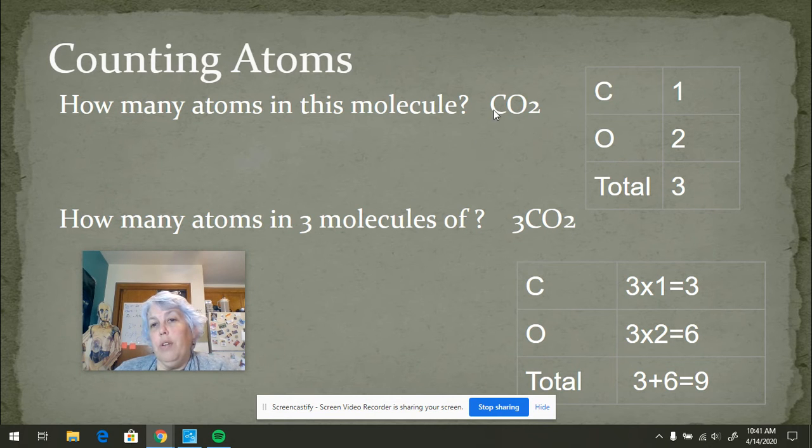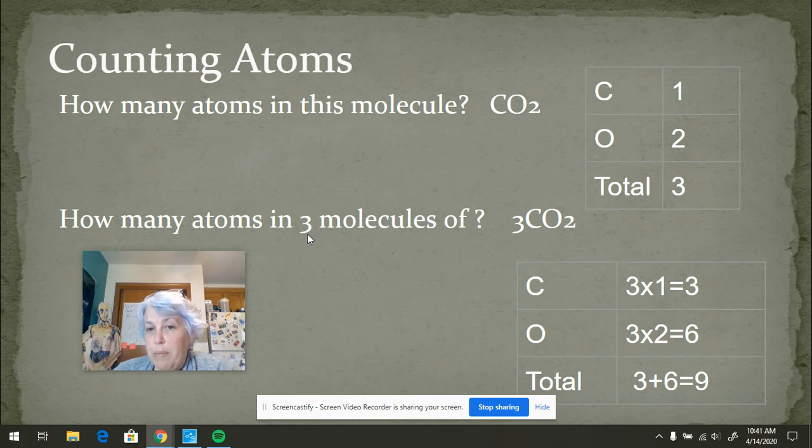If we have a molecule of carbon dioxide, that's what this is, carbon dioxide. How many carbons are there? There's one. How many oxygens are there? Well, this subscript tells us there's two. So how many total atoms is that? There's 3 total atoms in this molecule.